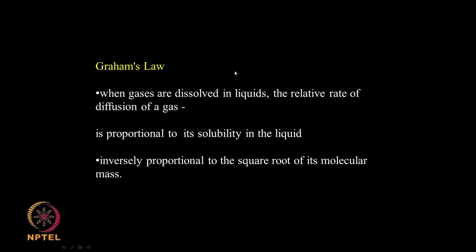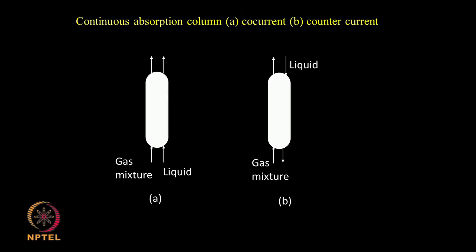Like that you can have different gases with different fluids or liquids. There is another law that is called Graham's law. When gases are dissolved in liquids, the relative rate of diffusion of a gas is proportional to its solubility in the liquid, but inversely proportional to the square root of its molecular mass. So, the larger the mass, the more the rate of diffusion of that gas into the liquid is reduced, and the higher its solubility, the more the rate of diffusion increases. So, this is called Graham's law.